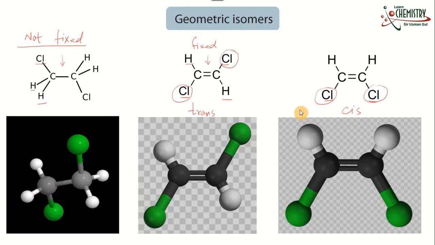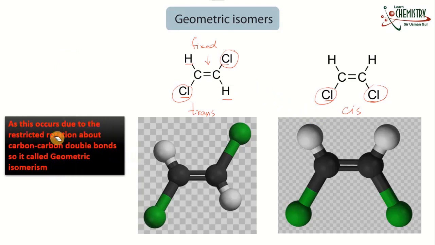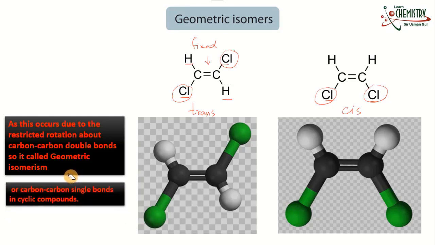identify geometric isomers. Now moving toward the definition of geometric isomer. As this occurs due to the restricted rotation about the carbon-carbon double bond, it is called geometric isomerism. So this is the definition of geometric isomerism. So remember that whenever there is a restriction in the rotation, this kind of isomer will occur. If I tell you another thing, in cyclic compounds, carbon-carbon single bonds are also not rotatable. So in cyclic compounds, this type of isomerism also occurs. I will explain this later.